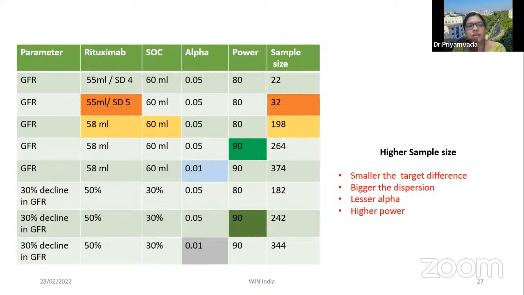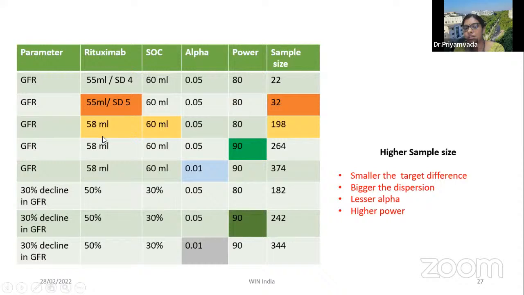Okay. So this is actually a chart to show how things change when you change the difference between the two arms, when you change the alpha and the power. Let us say the first one, 55 ml, I just wanted to demonstrate that there's a 5 ml difference between rituximab and standard of care. With a standard deviation of 4, I need to recruit 22 patients. Here, I have not changed anything, but the standard deviation, I have made it 5. Now the number has gone up to 32.